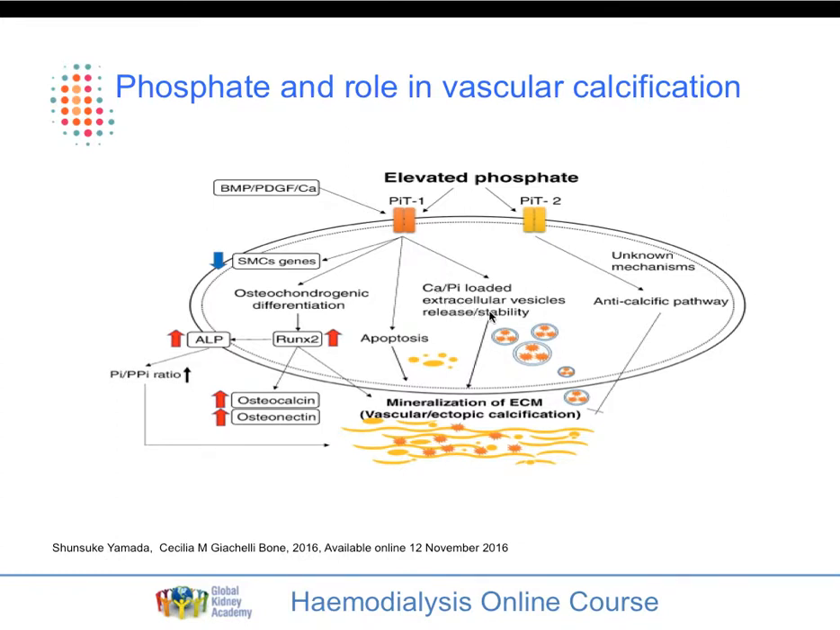these calcium phosphate loaded extracellular vesicles, which promote calcium phosphate deposition, and it also acts on various smooth muscle cell genes, so a direct genomic effect, encouraging this transdifferentiation so that the vascular smooth muscle cell phenotype becomes more like a bone phenotype, an osteoblast phenotype. PIT2 is the transporter that's thought to maybe inhibit calcification, but obviously in chronic kidney disease, PIT1 is the main driver of the molecular mechanisms of calcification.